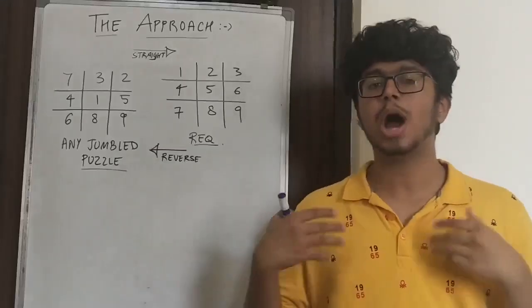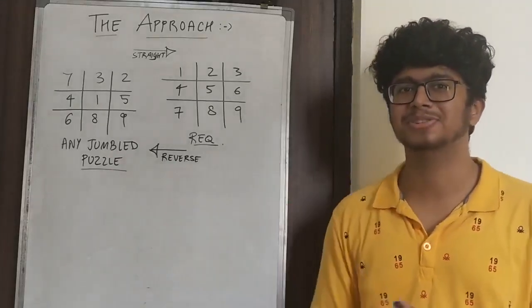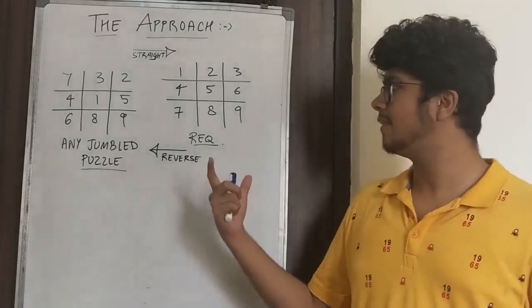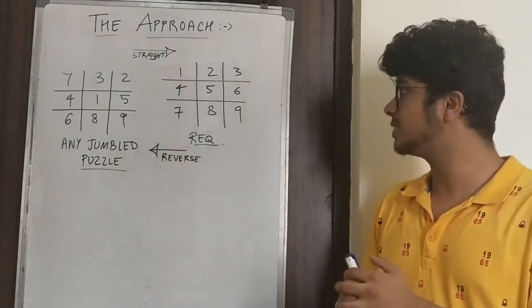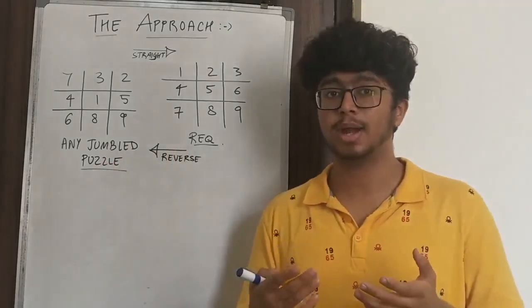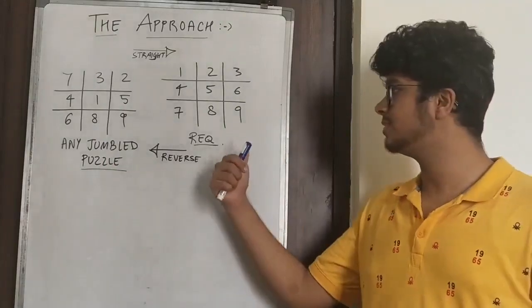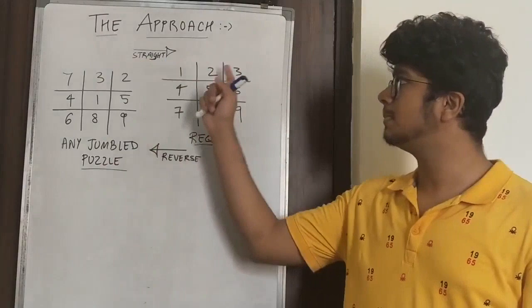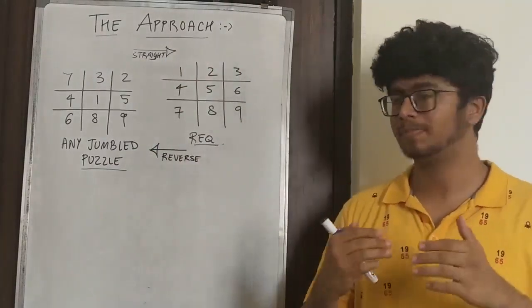Hey guys, so after looking at the problem statement, now let us look at our approach. Most of you would think, alright, I have a jumbled puzzle which I would take as the input. What I need to do is find the number of steps required, under the given conditions, to convert that puzzle into this required puzzle, right? And that seems pretty normal. This is the straight path which we would follow. But no, we would follow something different.